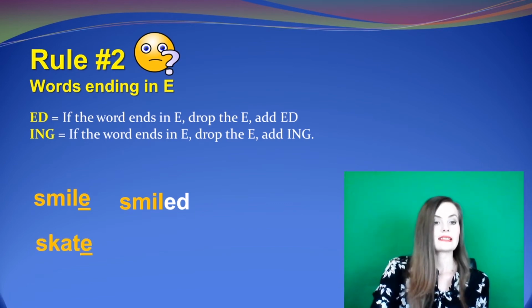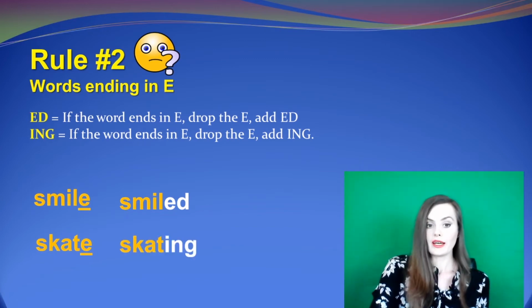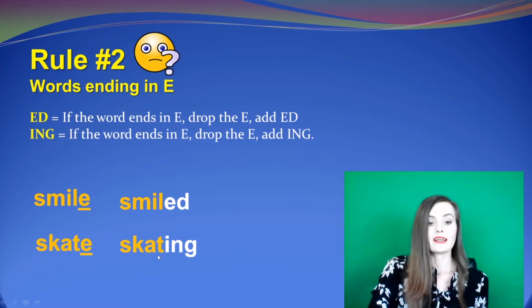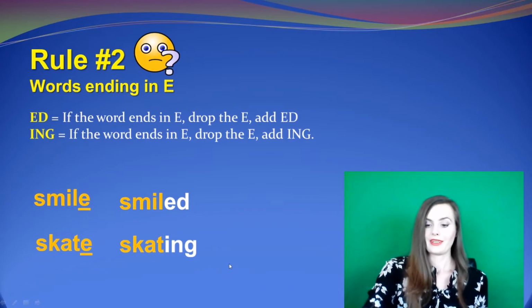Next example, skate. Skate ends in silent E at the end. You can see that. That's why we get skating. And you can see clearly that we dropped the silent E. And there is no silent E in here in the word skating. We have only I and G, and that's it. Okay, you got it. It's a very simple rule. Let's move to the rule number three.